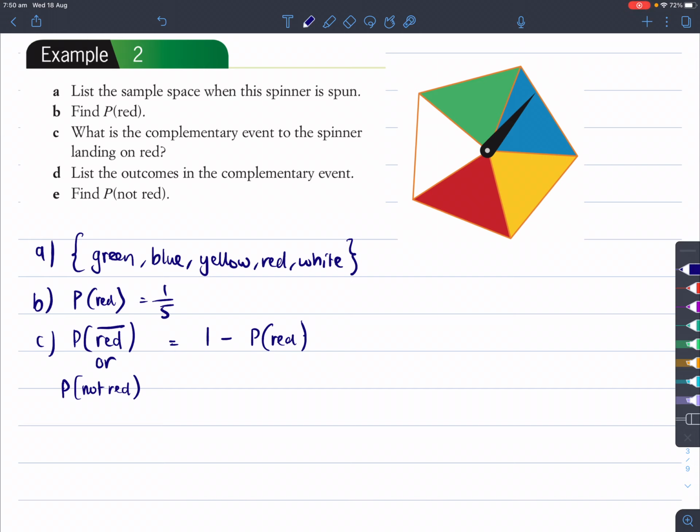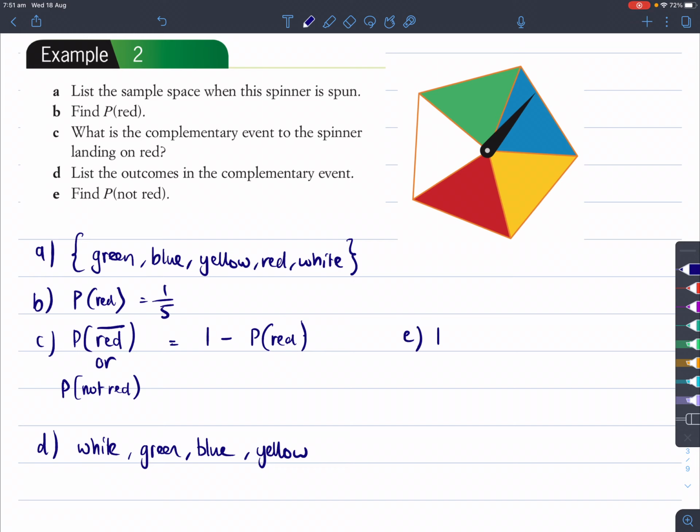Now, question D. List the outcomes in the complementary event. So the complementary event, remember, like what I said before, the probability of not red is 1 minus the opposite of this, which is red. And if I include those that are not red, that will be white, green, blue, and yellow. Okay? So there are 4 all together.